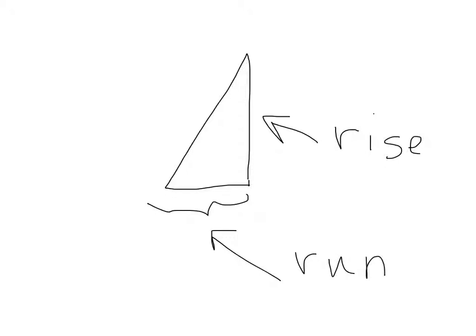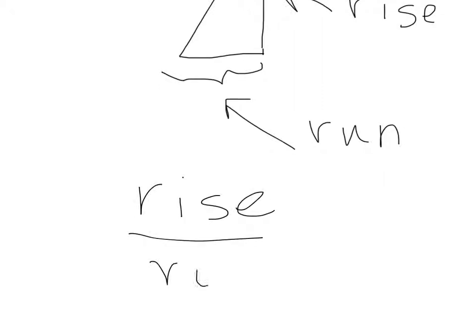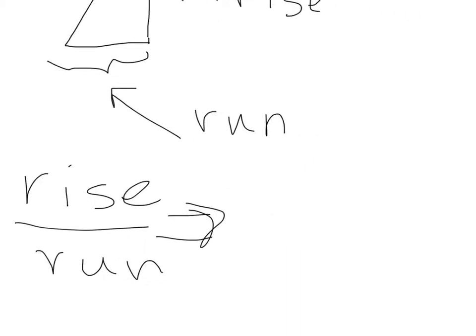And if we come up with a ratio of rise over run, we call that slope. And to a certain extent, you're probably familiar with that on an intuitive level.